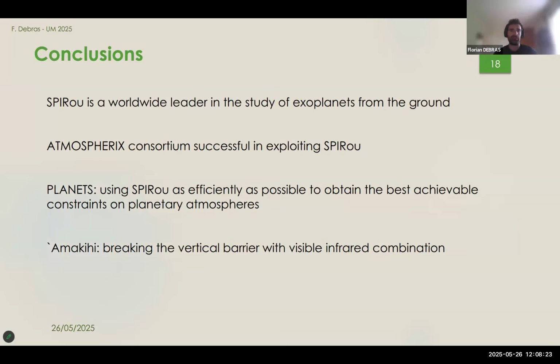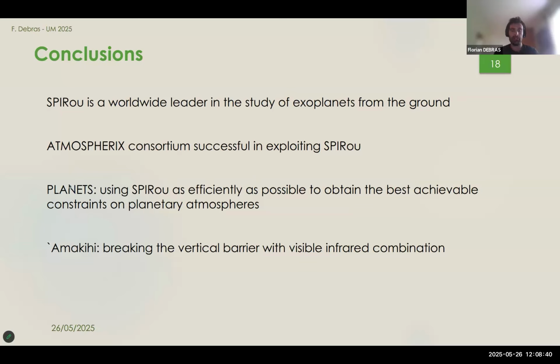Okay, so this is my sum up. Basically, I showed that SPIRou is a worldwide leader in the study of exoplanets to date. It's really important. With ATMOSPHERIX, we have been successful in exploiting SPIRou, and we are really launching our series of publications on different planets.